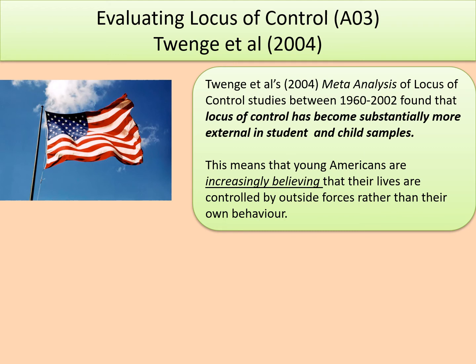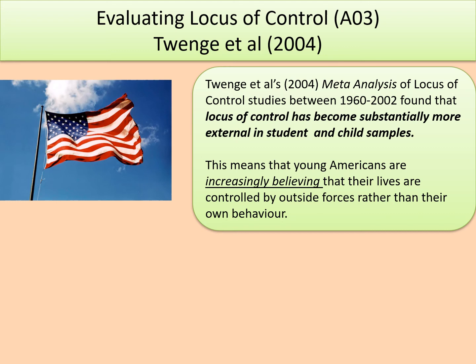Okay, so evaluation. I'm just going to explain one evaluation point to you, and then I'm going to give you a task for the other evaluation points. So the first evaluation point is this discussion point. Whenever we talk about evaluation, we are discussing the theory. And in this case, we're discussing the theory of locus of control. A psychologist called Twenge in 2004 did a meta-analysis. Now, we haven't come across those yet. A meta-analysis is a study of studies. So Twenge and her team would have looked at a lot of studies about the locus of control and come to some conclusions from that.